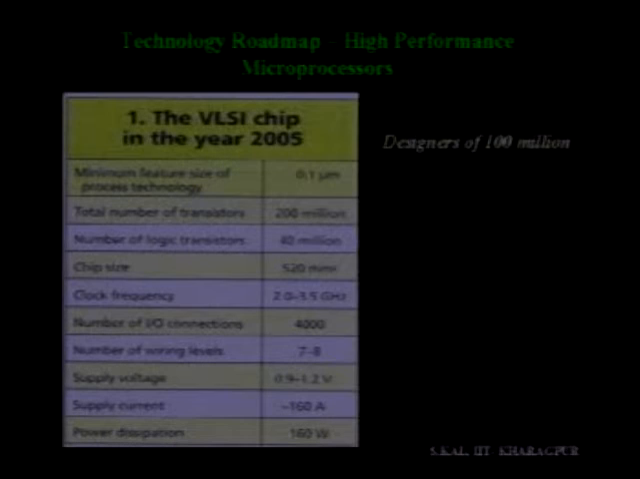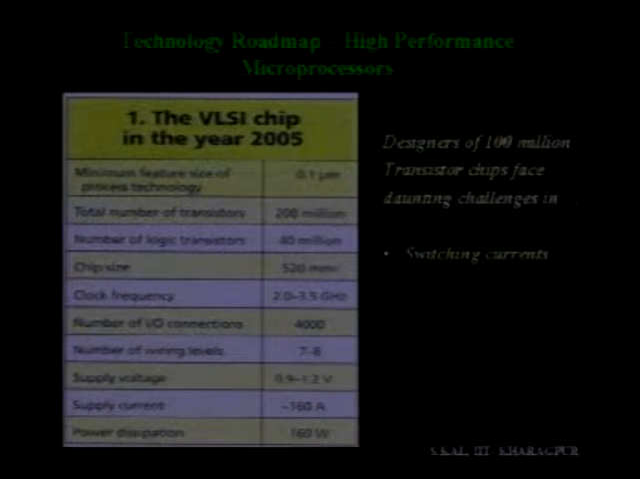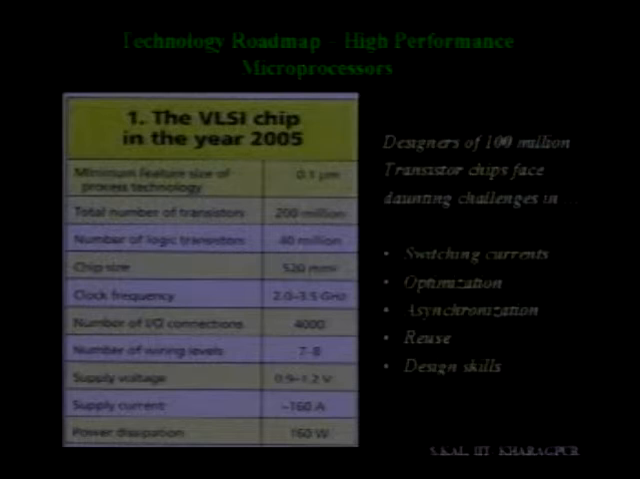These are the performance figures these people are predicting for the 2005 VLSI chip. Designers of 100 million transistor chips face daunting challenges in switching currents, optimization, asynchronization, reuse, and design skills. These are the challenges, and one has to solve them to have a reliable chip fabricated using millions of transistors.